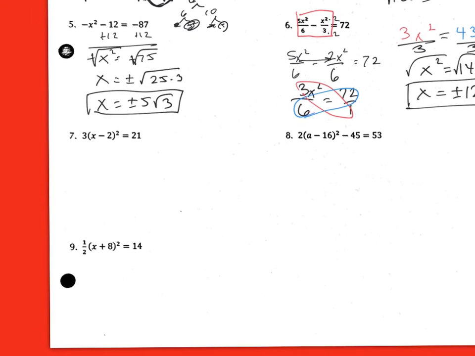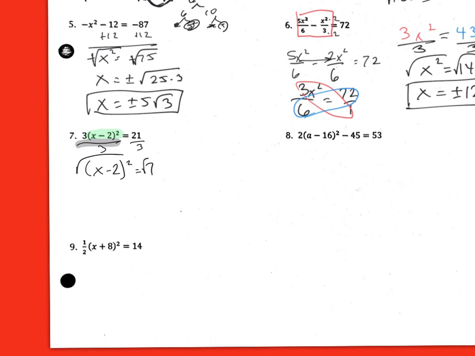Now the style of problem we have left has a quantity squared. So it is this quantity that you're going to sort of try to isolate. So we're going to keep this guy all by itself. So we're going to divide both sides by 3. And so now we have x minus 2 quantity squared equals 7.